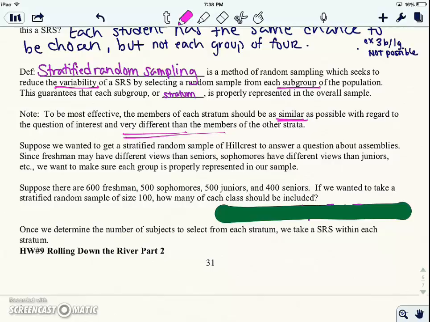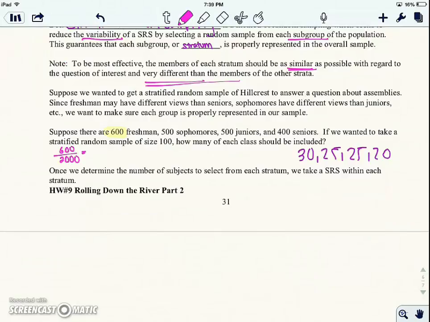Well, we don't want to do 25, 25, 25, 25. We want the ratio to match. So again, there aren't an even number of each grade. So instead of doing 25 of each, we'd look at the freshmen. We have 600 out of 2,000 students, which is 30%. So we'd want 30% of our sample size of 100. So we'd end up wanting 30 freshmen. We'd end up wanting 25 sophomores, 25 juniors, and 20 seniors, okay?